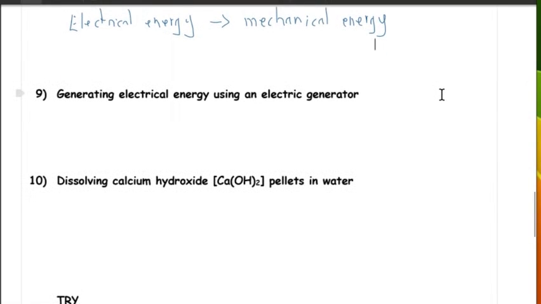Generating electrical energy using an electric generator. So with this, it is the opposite of the electric motor. The generator has some movement in its parts, and that movement produces electricity. So this is simply mechanical energy being changed to electrical energy.